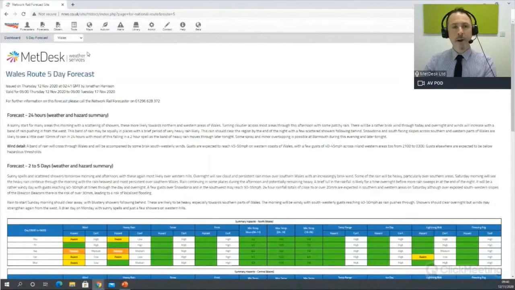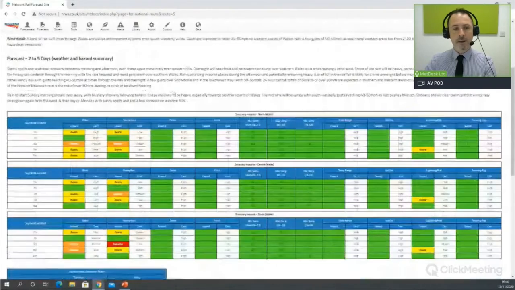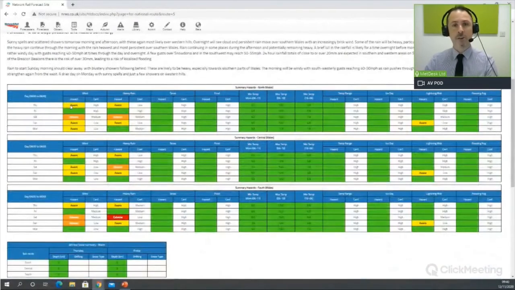Okay, so we're now back in the 5-day forecast. I've just defaulted to the Wales route here so we can have a look at some of the hazards that are being predicted. So as we've already mentioned, the hazard thresholds are listed in the library and hazard table section. So if you're not quite sure exactly what these adverse or extreme thresholds relate to, you can have that page up to have a look.